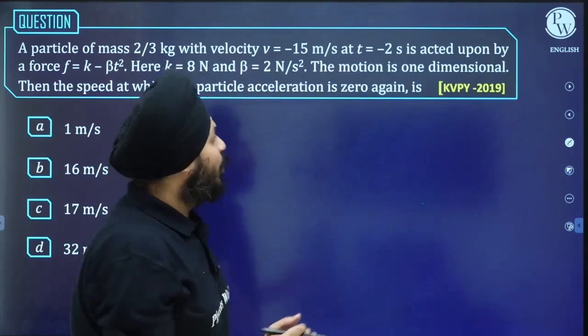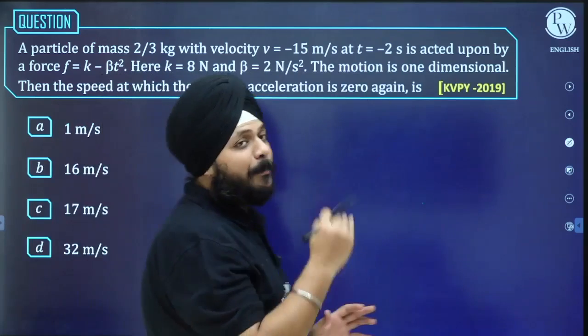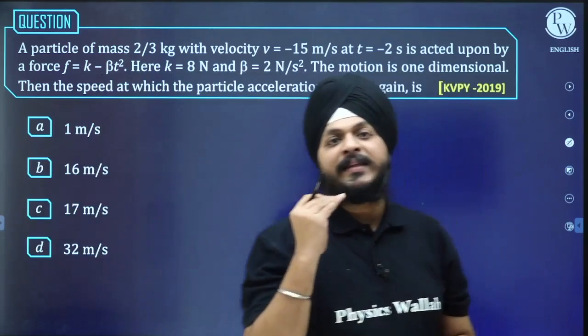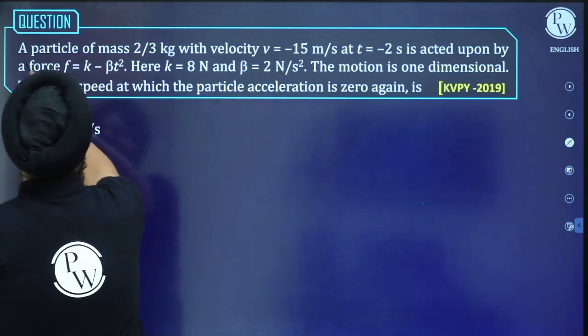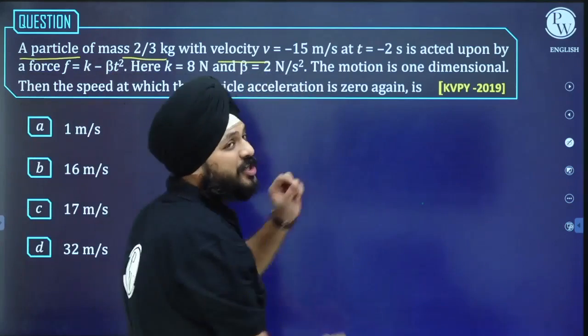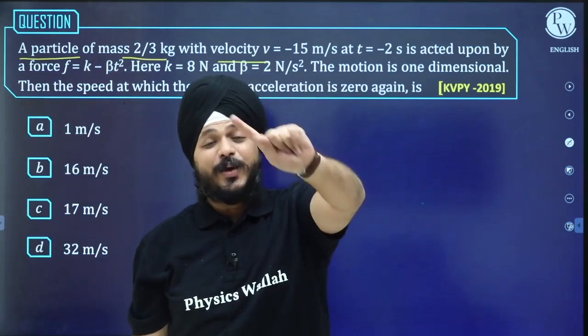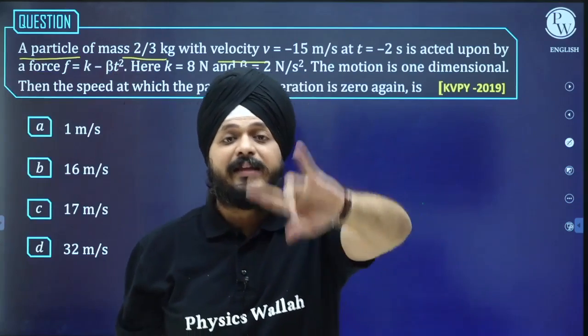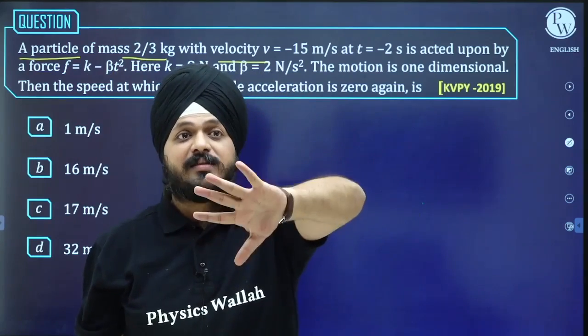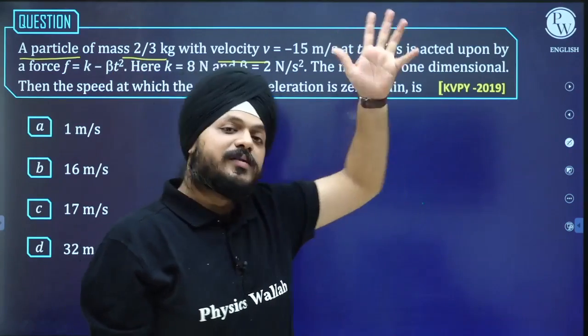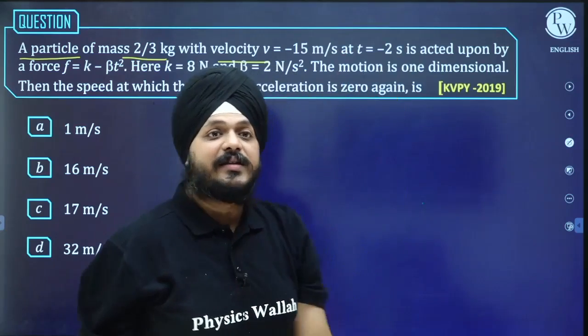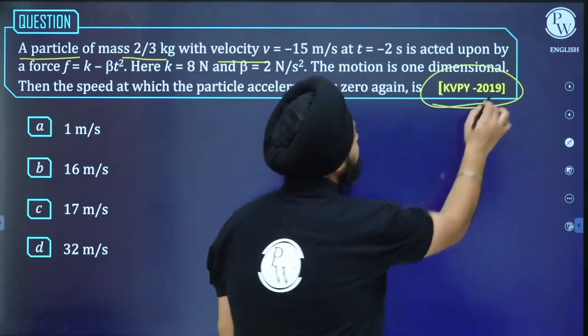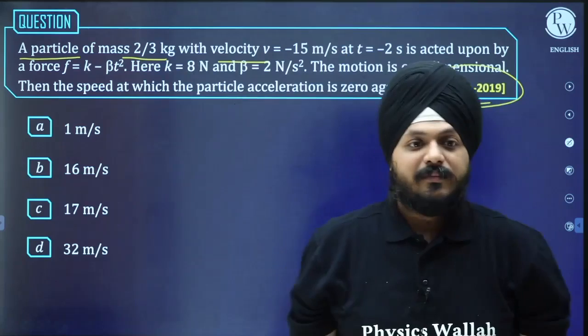Okay, now let's move on to this question. A particle of mass 2 by 3 kg. This kind of question is directly, I must say, from motion in a straight line, NCERT exercise. This kind of question is already of this kind, and has been directly asked in the KVPY examination 2019.